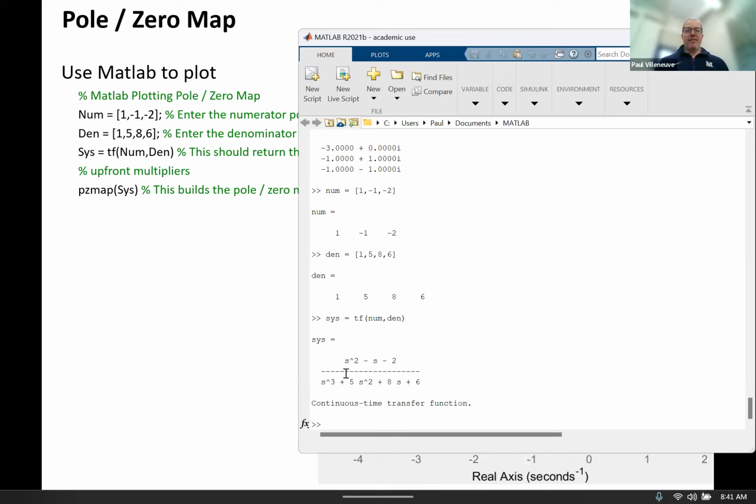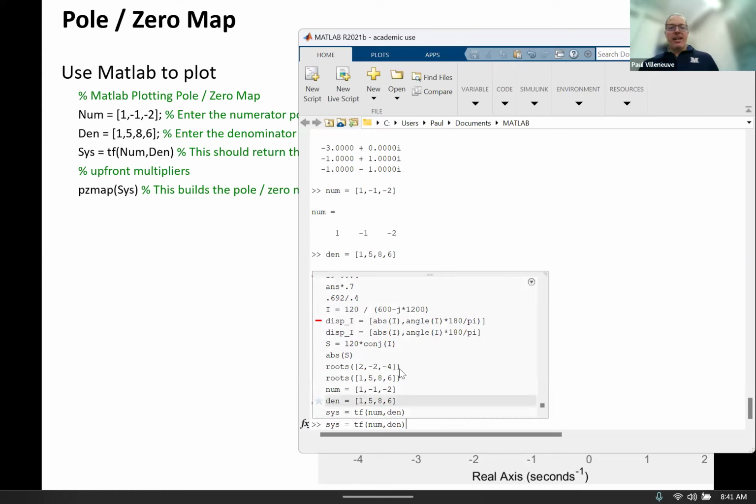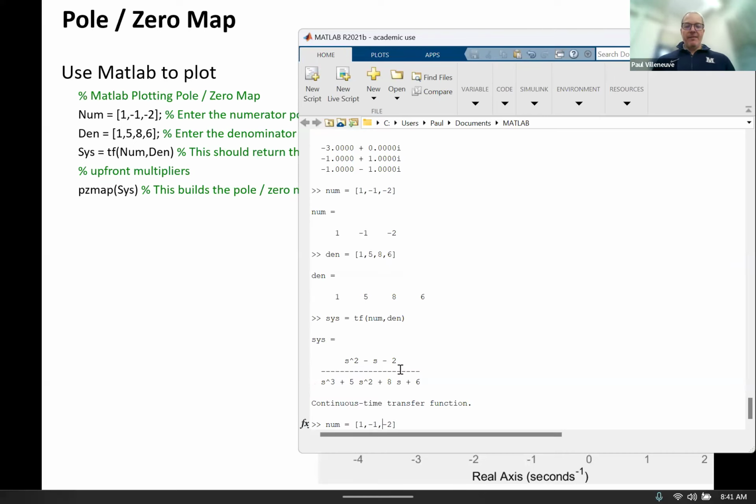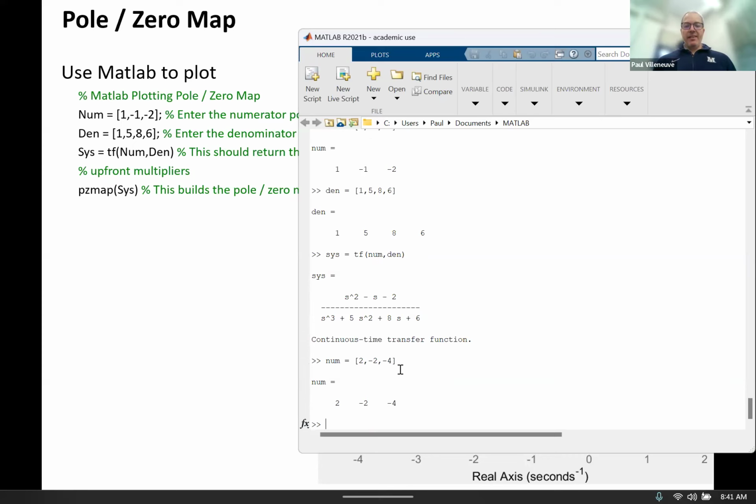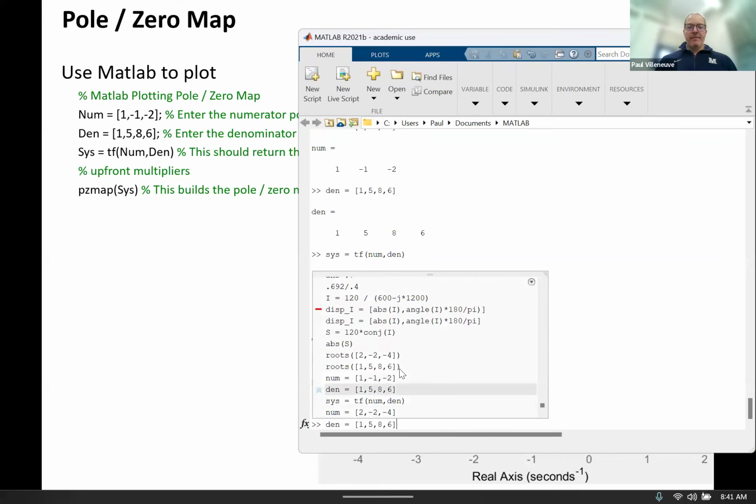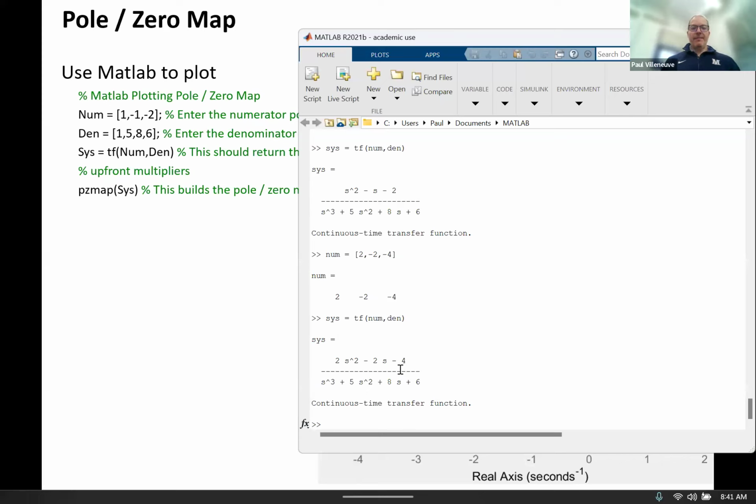You see how this doesn't have the 2 times s minus 2, s minus 4? If you wanted to get exactly the same thing, if you plug this in, so go without factoring it. Now we'll do our system. Now you get the same result.